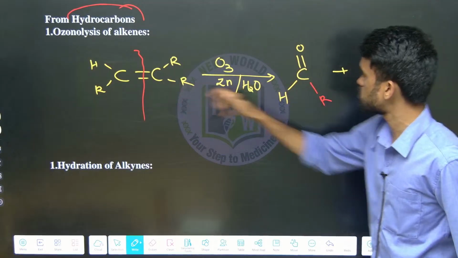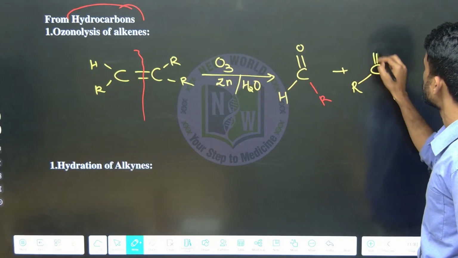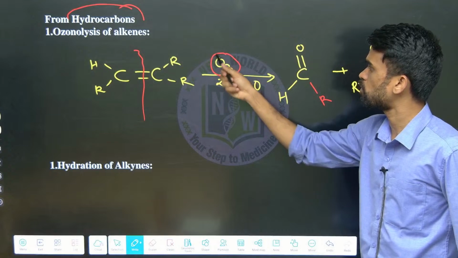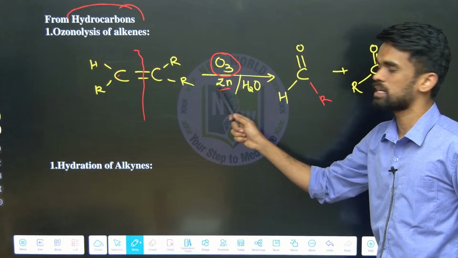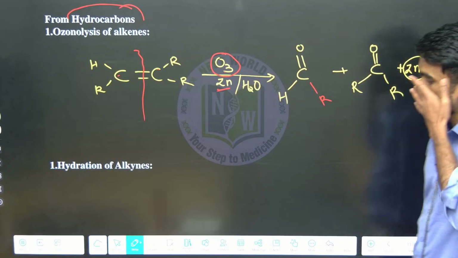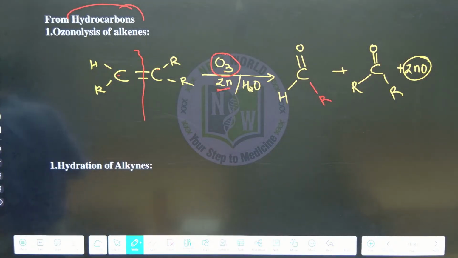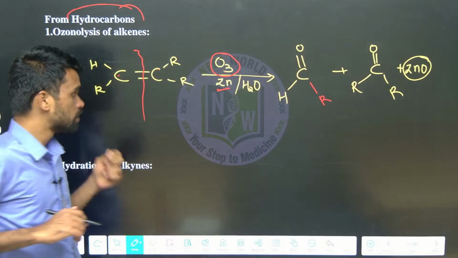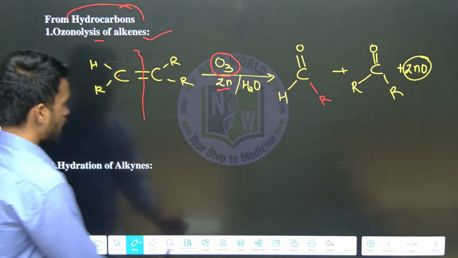On this side also, same story: carbon, one alkyl group here, another alkyl group here, and insert one oxygen over here. So out of these three oxygens of ozone, one is given to this carbon, another here, and one more oxygen is given to the zinc. We will get zinc oxide. Is this clear? So this is how we can prepare carbonyl compounds from alkenes. Next, hydration of alkynes.